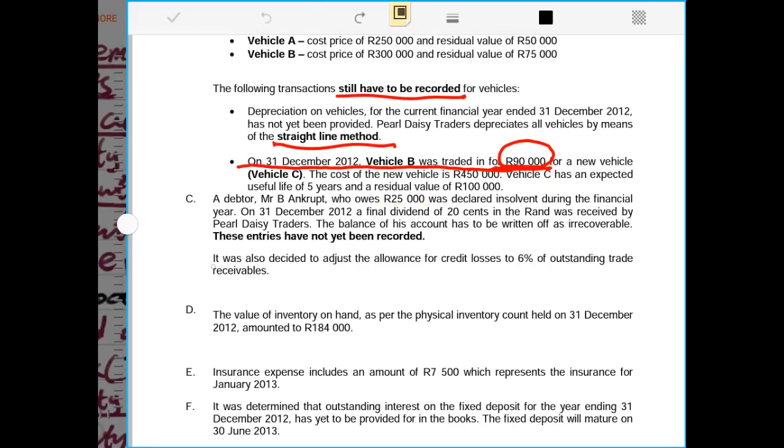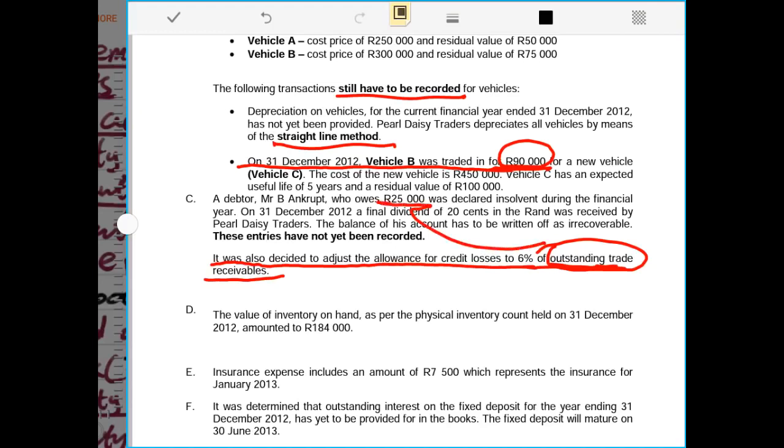Now the second sentence under number C says, it was decided to adjust the allowance for credit losses of the outstanding. Take note of that, outstanding trade receivables. The reason why they say outstanding, they are trying to tell you that please remove that 25,000 rands from the debtors before you calculate the 6%, because 25,000 rands is no longer a debtor.